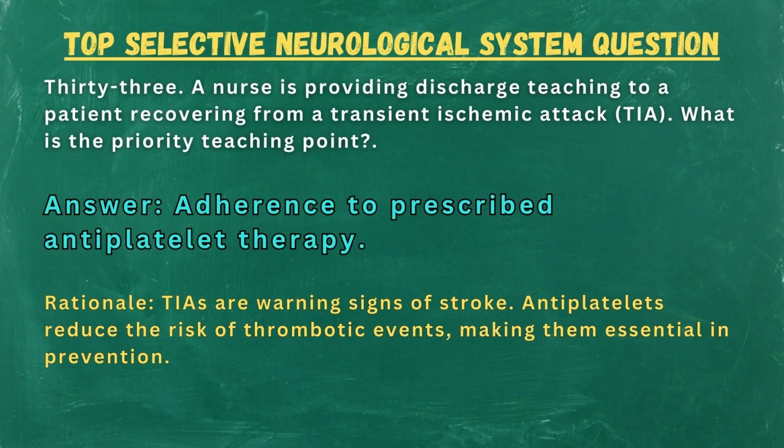33. A nurse is providing discharge teaching to a patient recovering from a transient ischemic attack, TIA. What is the priority teaching point? Answer. Adherence to prescribed antiplatelet therapy. Rationale. TIAs are warning signs of stroke. Antiplatelets reduce the risk of thrombotic events, making them essential in prevention.